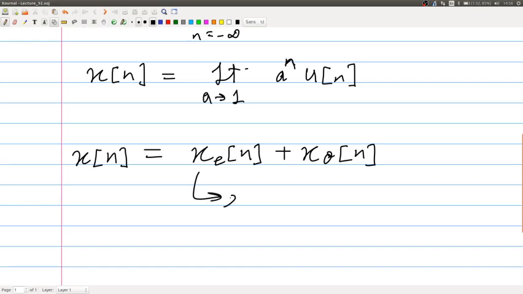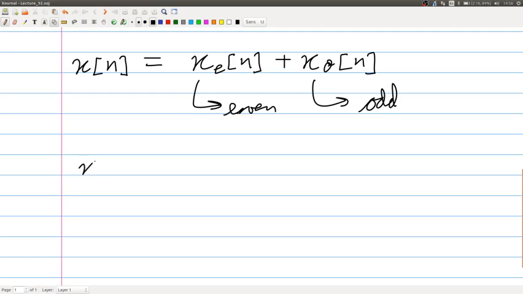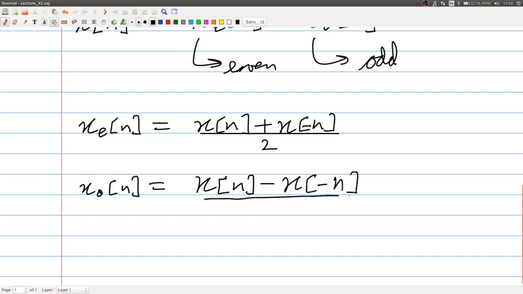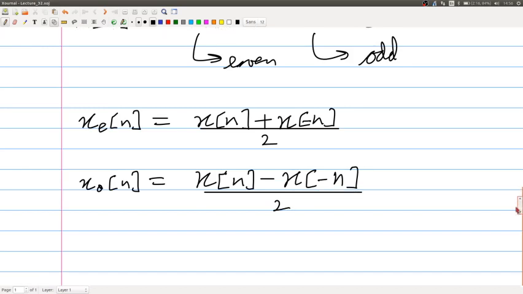So this would be my even function and this would be my odd function. x even of n is related to x of n simply as x of n plus x of minus n divided by 2, and x odd of n as x of n minus x of minus n divided by 2.